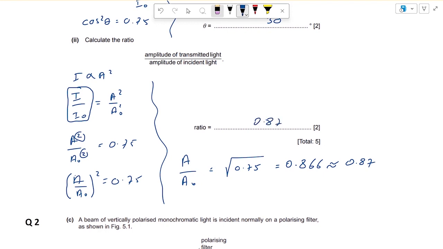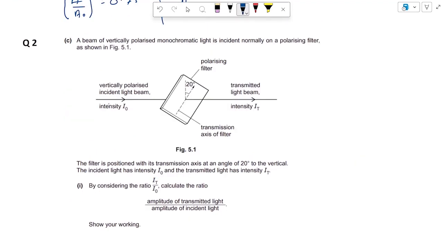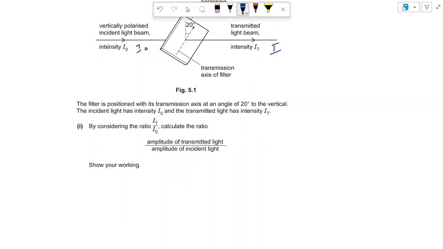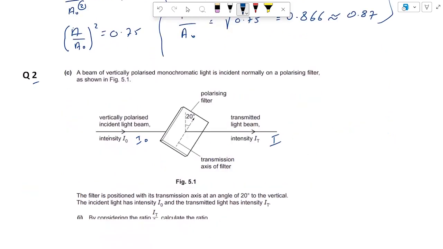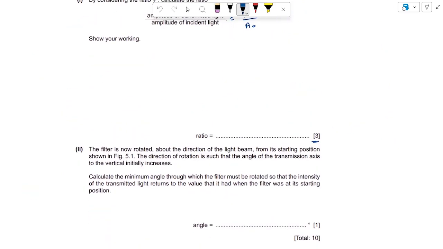Okay, so we now shift to the second question. And as mentioned before, we have the same diagram of a beam of intensity I naught filtering through some polarizer to produce a beam of intensity I. But in the question, we are supposed to find the ratio of amplitudes, which is basically the same question as what we did here with some extra steps because, well, 3 marks.